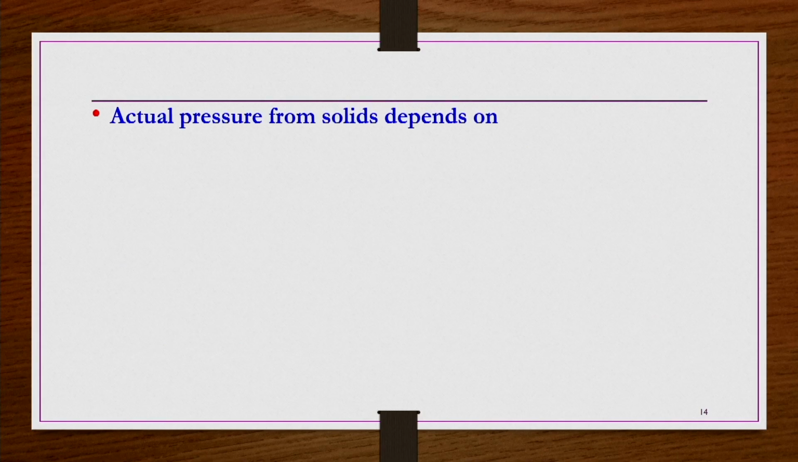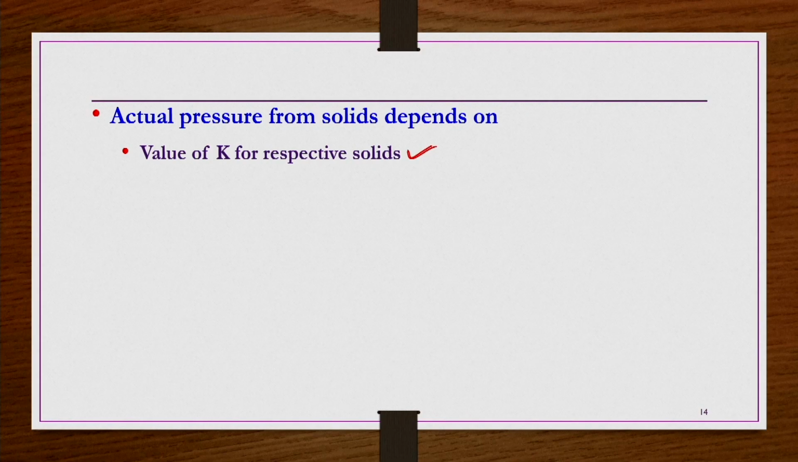Then the actual pressure from solids depends on several factors. First and most important is the value of K for the respective solids that we have taken. The value of K is going to have a strong influence on the actual pressure from solids. As I already mentioned, it is very essential, and in the subsequent lectures we are going to design these hoppers, etc. We are going to obtain the expression for this pressure, and we will see that this pressure is a strong function of K.